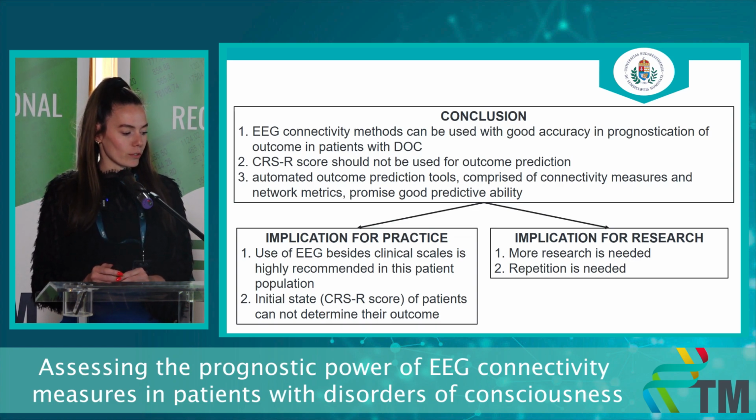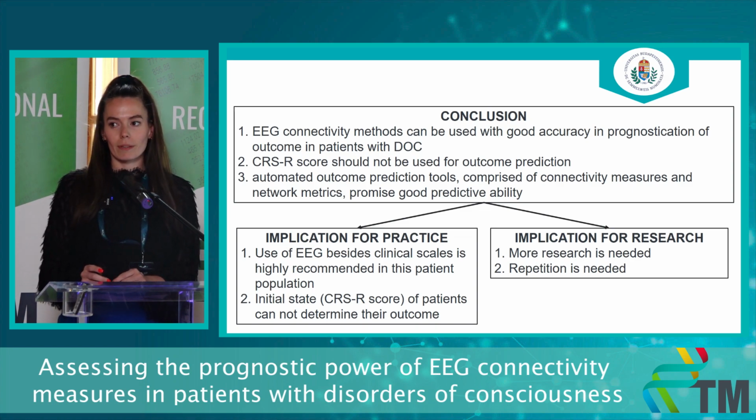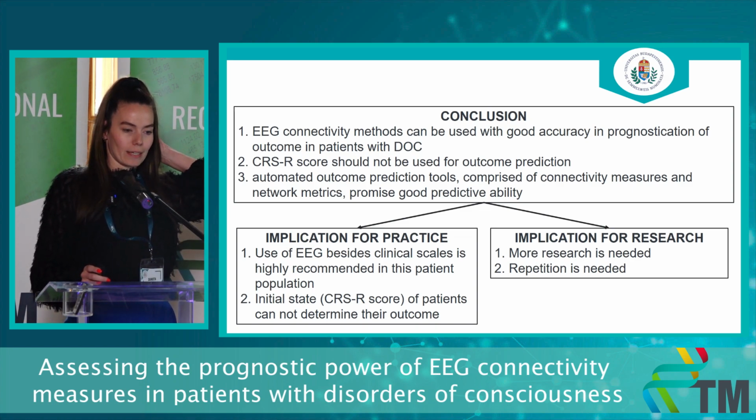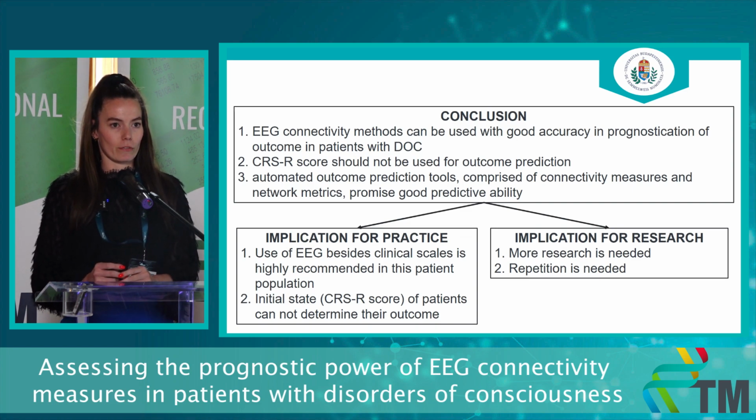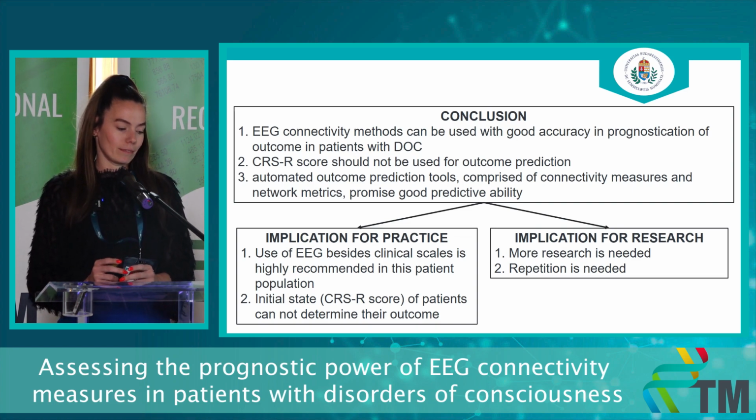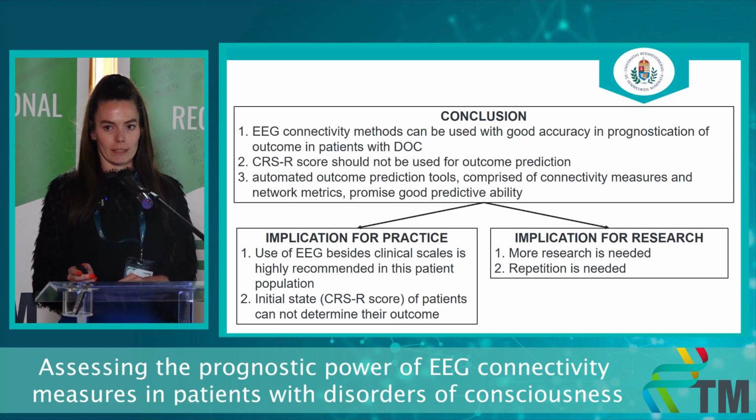Some important implications for practice are that the use of EEG besides clinical scales is highly recommended. And what is really important is that the initial state, when we first assess the patient and give a CRS-R score, cannot really determine their outcome. The implications for research are that more research is needed in the field. There are few articles, with actually low quality, and repetition of the already existing research is needed as well.